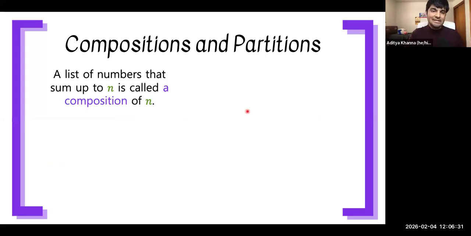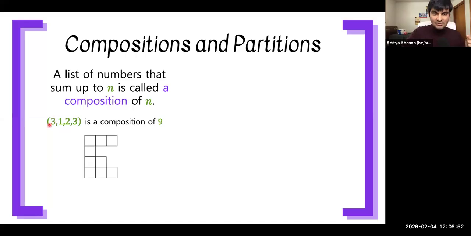Let's start with compositions. A composition is basically how to break up a number into its additive constituents. So it's a list of numbers that sums up to n, that we call a composition of n. So 3, 1, 2, 3 is a composition of 9 because 3 plus 1 plus 2 plus 3 is 9. And we will draw these compositions out using these things called diagrams. A diagram basically places 3 boxes in the top row, 1 box in the second row, 2 boxes in the third row, and 3 boxes in the fourth row. This is how we'll represent it.